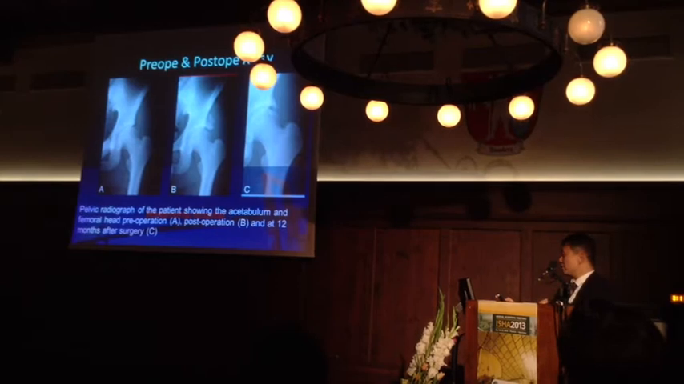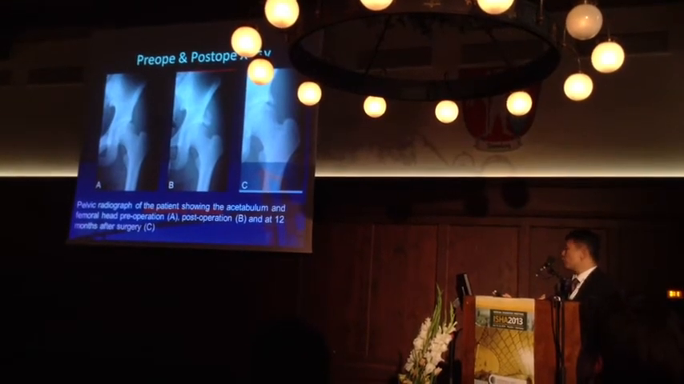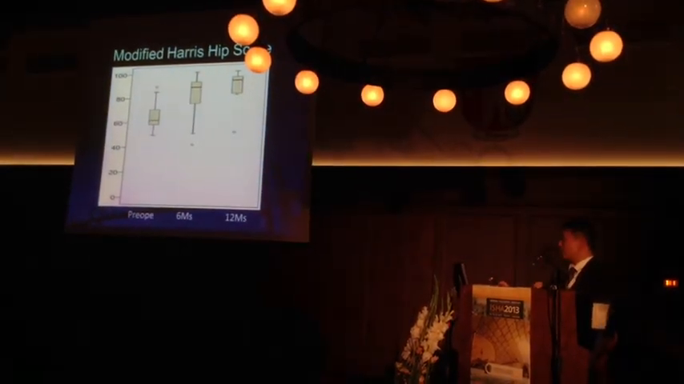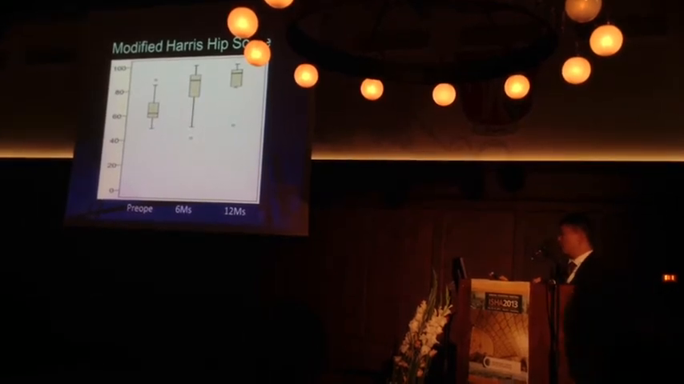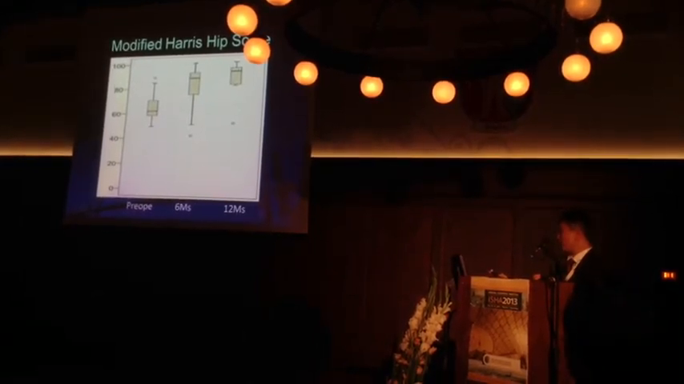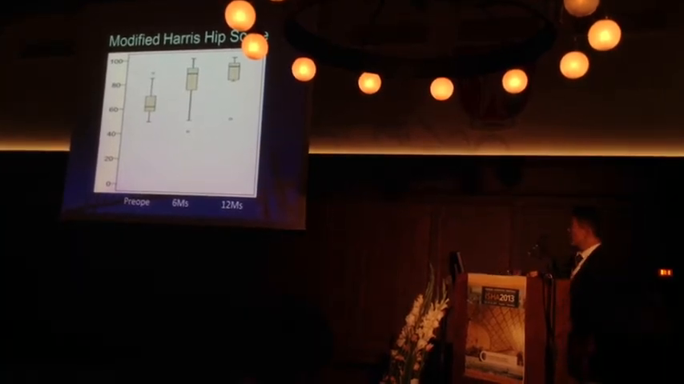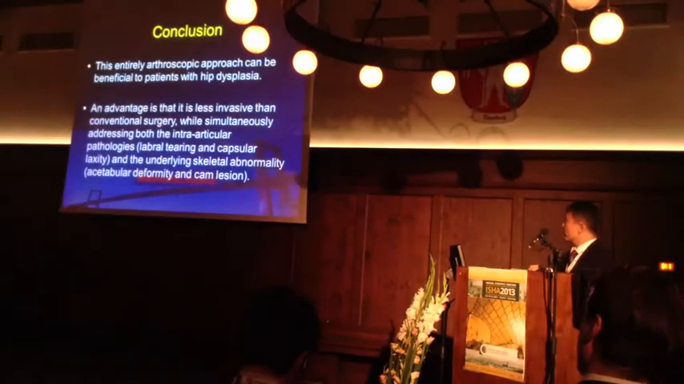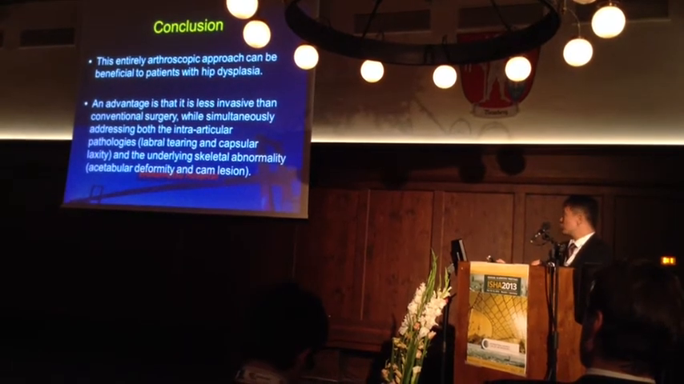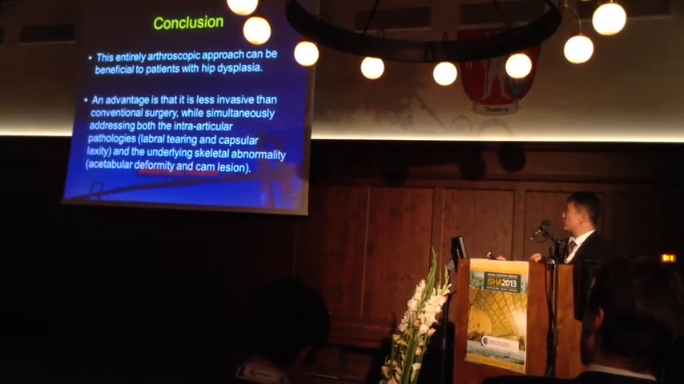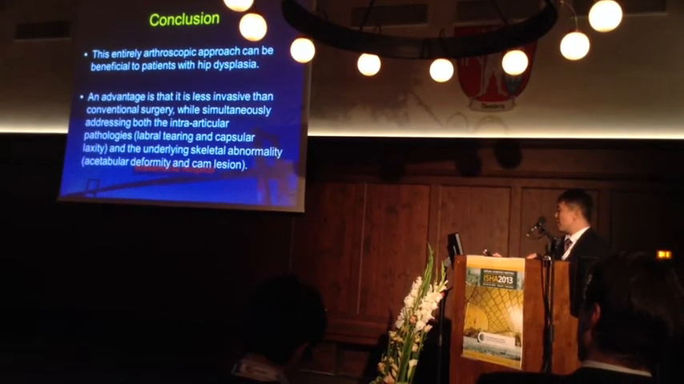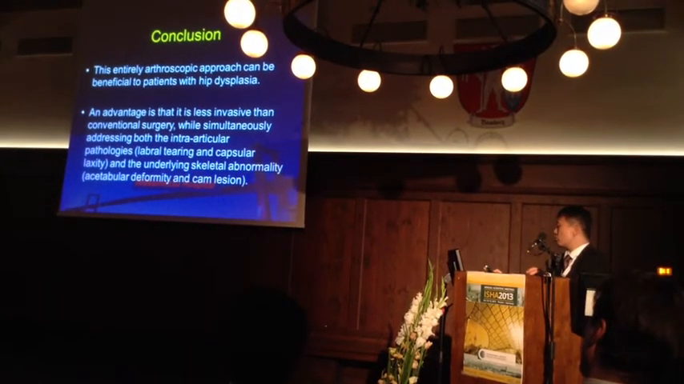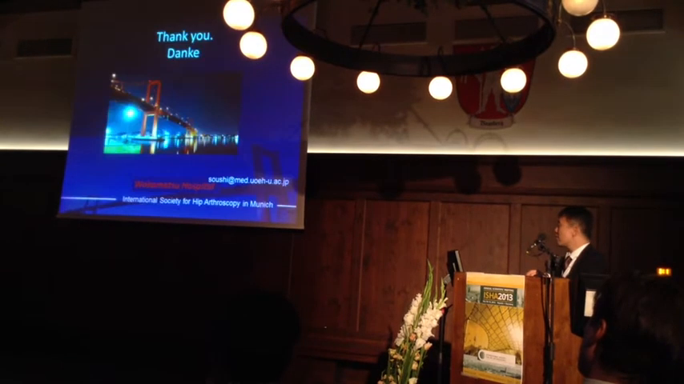So here, this slide shows the preoperative, postoperative, and 12 months after surgery X-rays. Overall, patients were excellent, and the modified Harris hip score significantly improved from preoperatively to postoperatively. And the non-arthritic hip score also improved similarly. So, conclusion: this entirely arthroscopic approach can be beneficial to patients with hip dysplasia. The advantage is that it is less invasive than conventional surgery, while simultaneously addressing both intraarticular pathology and the underlying skeletal abnormality. Thank you for your attention.